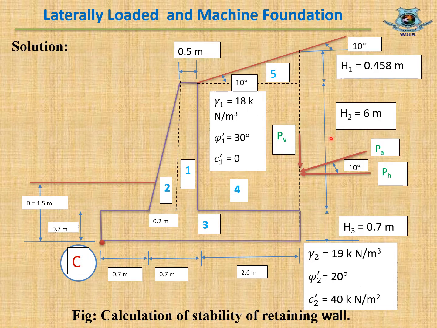In this diagram, we have subdivided the entire retaining wall into 5 regular shapes to calculate area, weight and moment. Here, moment will be calculated from point C. PA is the inclined active earth pressure and PV and PH are its vertical and horizontal components.